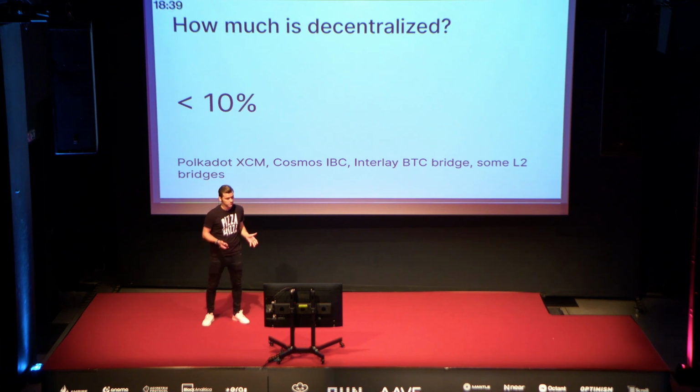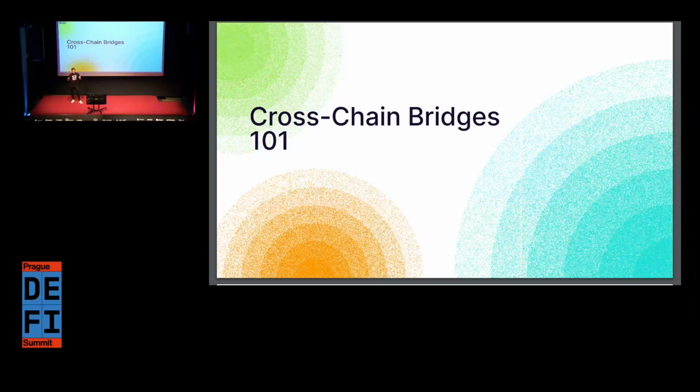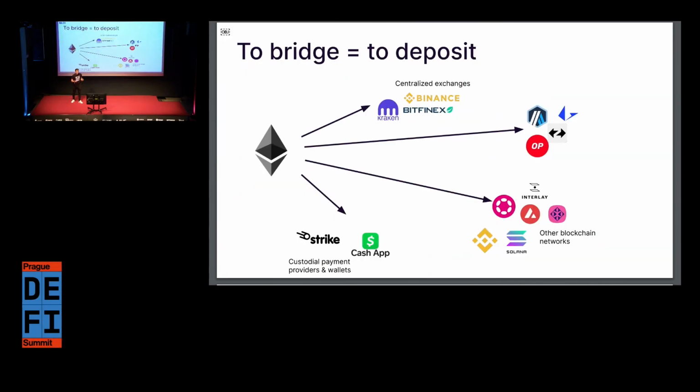And that's an issue. Now, let's dive into cross-chain bridges 101 and really go into the basics, look at it from first principles. The first thing to really try to get into your mind is that to bridge means to deposit. It might not be super intuitive, because a lot of teams and projects tend to over-engineer it. They throw buzzwords at you. But in the end, you're just depositing into a system.